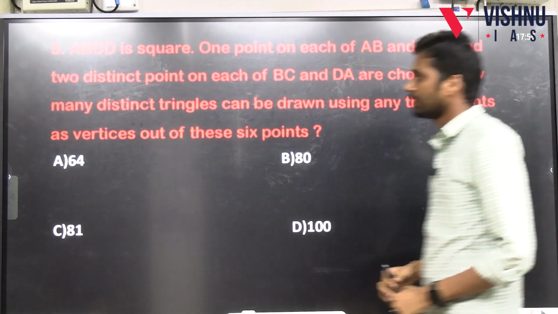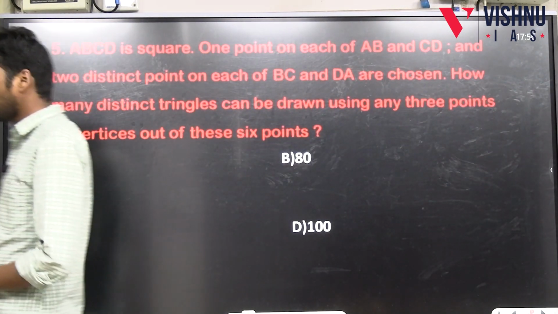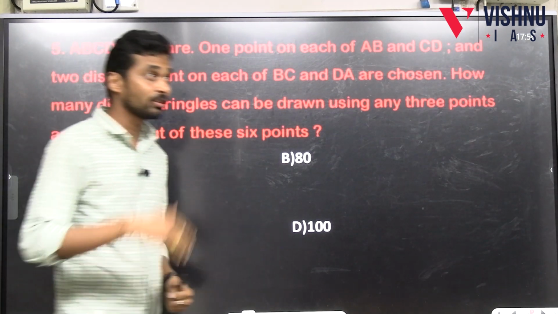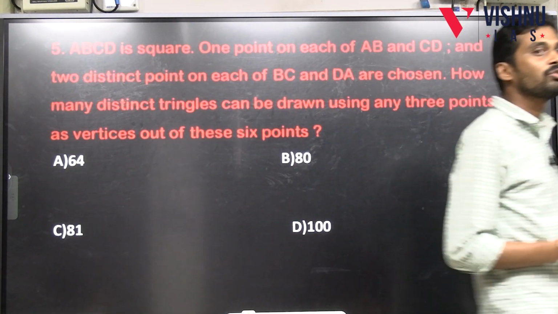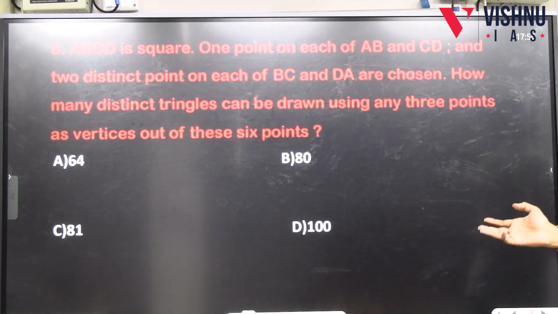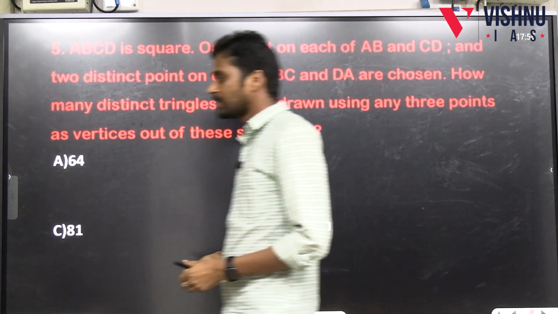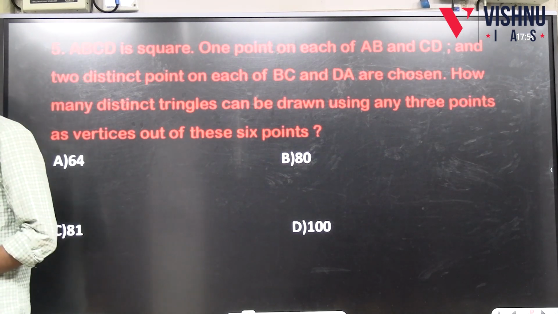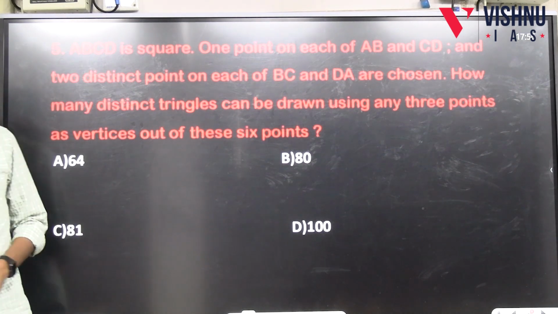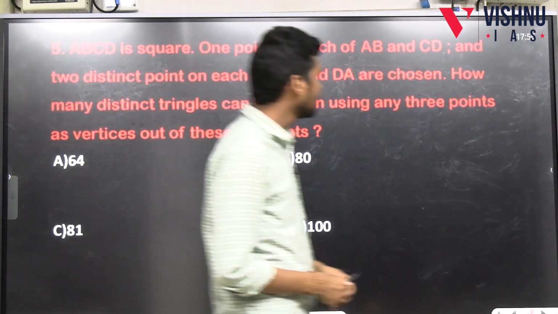Okay, so the next one. It is not a geometry question. Most of the students thought that the questions are also asked from geometry. It's not a geometry question. So write the question. ABCD is a square.